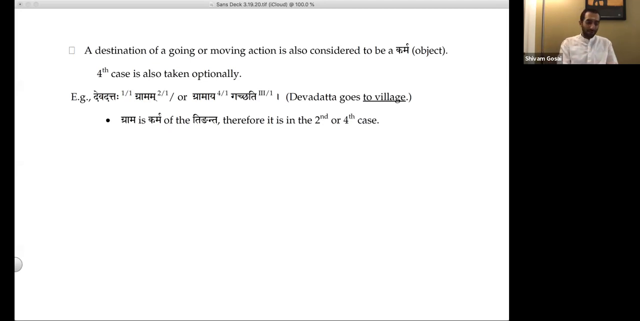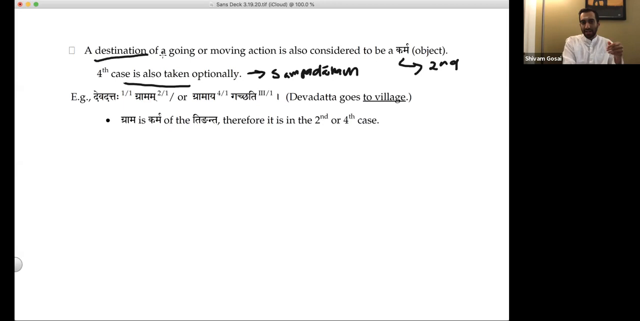Okay, but fourth case is taken optionally. So if it's a karma, we can call it second case, or fourth case is taken optionally as a sampradana. Okay, it can be either one. When we're talking about a destination of a going or moving action, we will often get the fourth case. It's not a recipient of action as much, but it still gets that fourth case, okay? So maybe we don't need to call it the sampradanam, but this is also a way we get the fourth case.